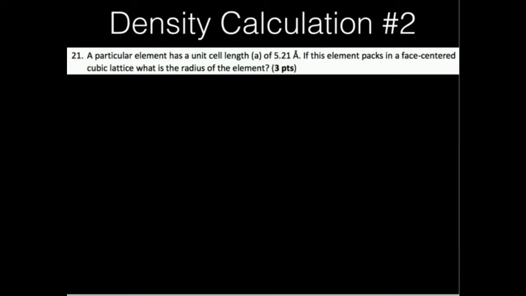All right, so in some of these problems, they're not as common, they can give you a unit cell length and ask you to calculate a radius. For this type of problem, we actually don't need to do much in the formula. We just need the denominator. So it has a unit cell length, A naught, of 5.21 angstroms.